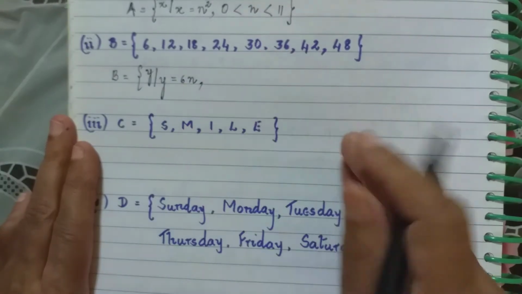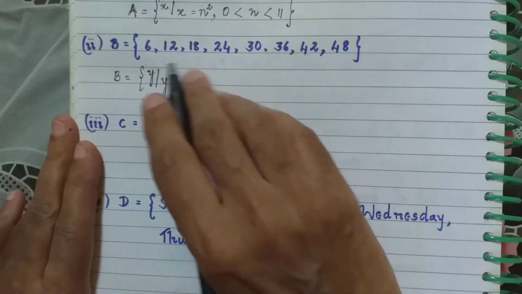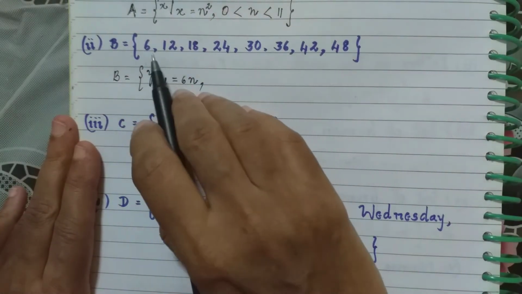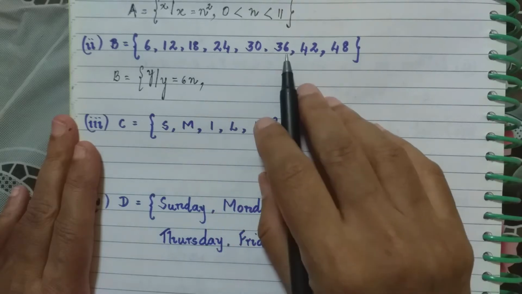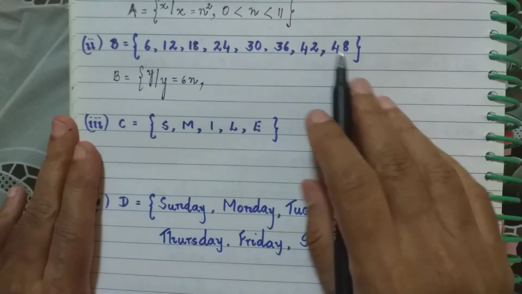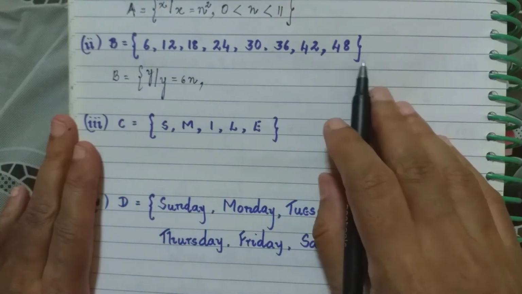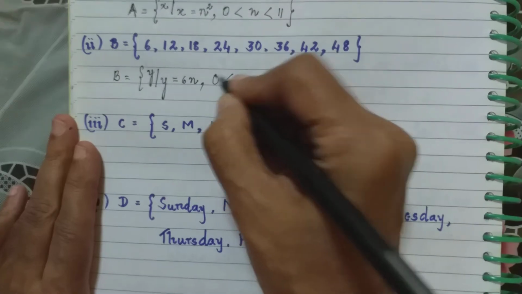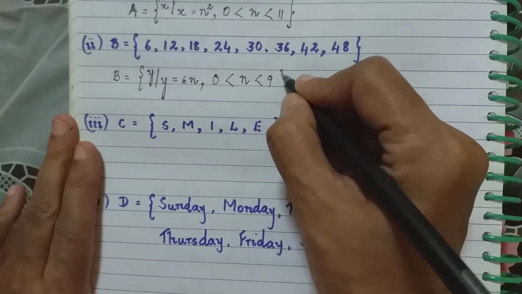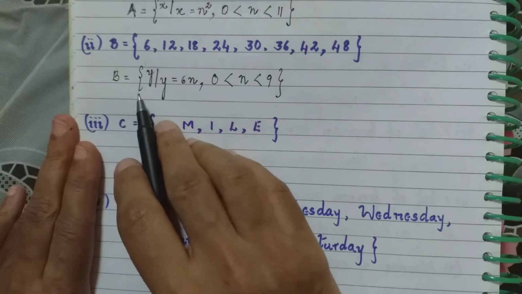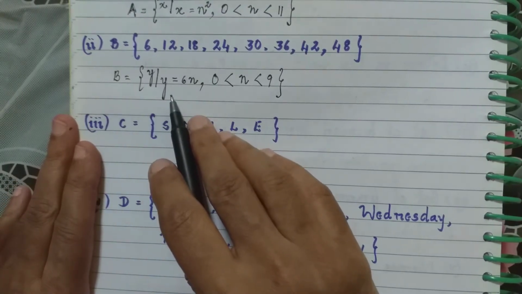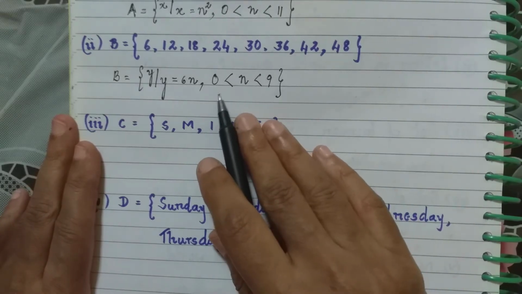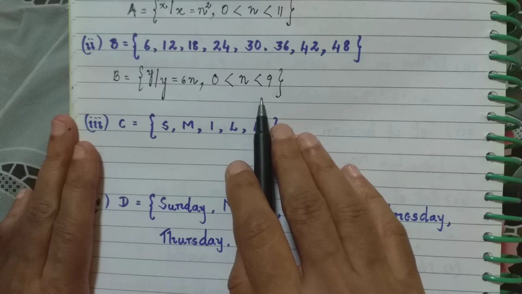So now again we can write a condition such that n is lying from 1, 2, 3, 4, 5, 6, 7 and 8. So it is lying from 1 to 8. That means it is lying between 0 and 9. So I can write here n lies between 0 and 9. So B is the set of all y such that y is equal to 6n and n lies between 0 and 9. What is the other way I could write?